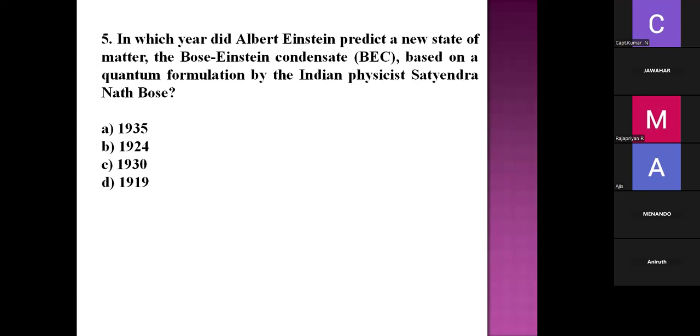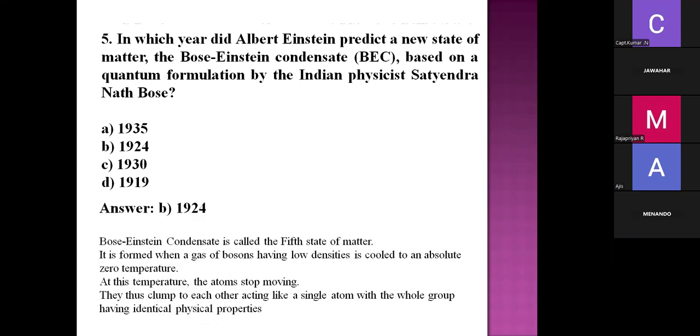The next one. In which year did Albert Einstein predict a new state of matter, the Bose-Einstein condensate, based on a quantum formulation by the Indian physicist Satyendra Nath Bose? Option A 1935, option B 1924, option C 1930, option D 1990. Option B, 1924, is the correct answer.